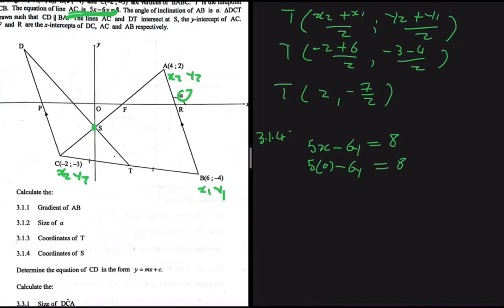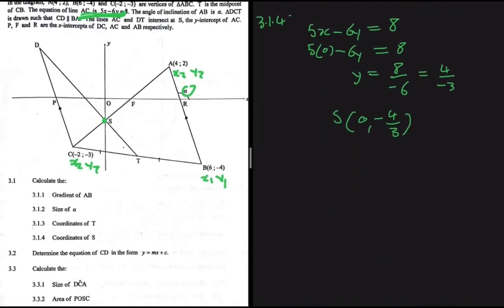So that 5 is just going to fall away, right? So you just have y equals 8 divided by minus 6, right? If we divide everything by 2 there, we should get 4 divided by minus 3. So the coordinates of S are 0 and minus 4 divided by 3.